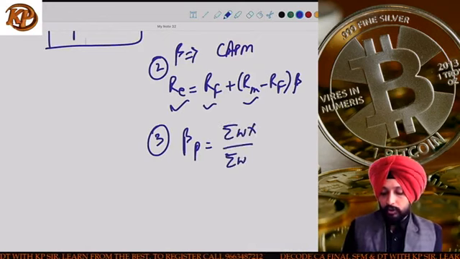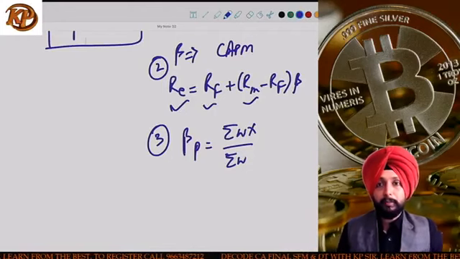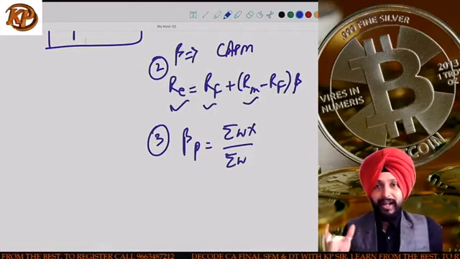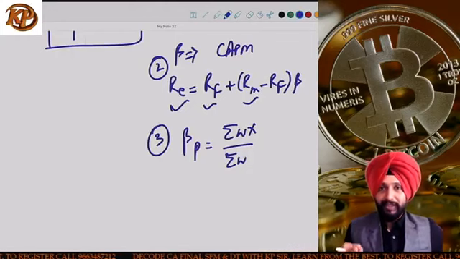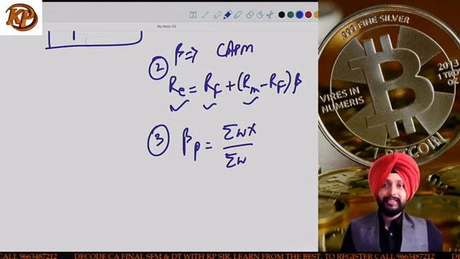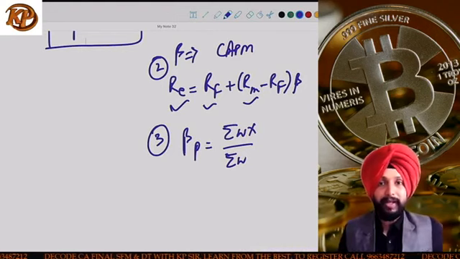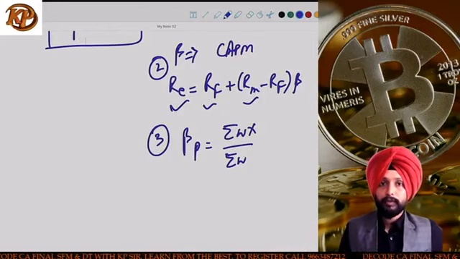The third method for calculating beta of the portfolio, if you remember, is by using this formula: summation Wx divided by summation W. This is what we have done in derivatives also. It is the weighted average beta of a portfolio. Summation Wx, where W is the weights, which are the market value of investment in each stock, and X is the beta value. So summation Wx divided by summation W. That's how we calculate beta of the portfolio.